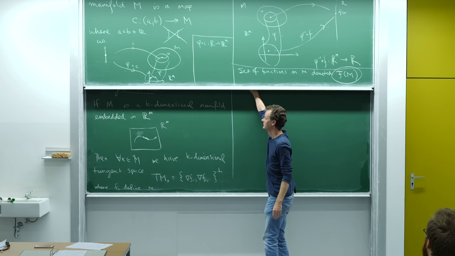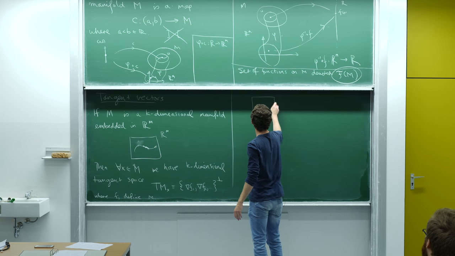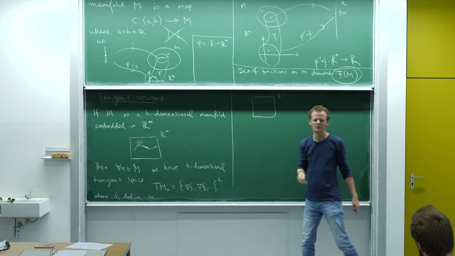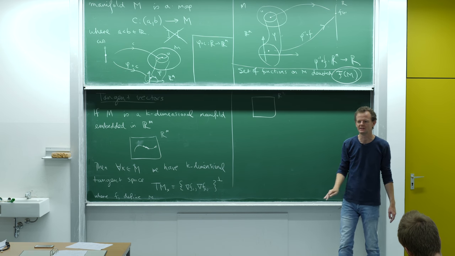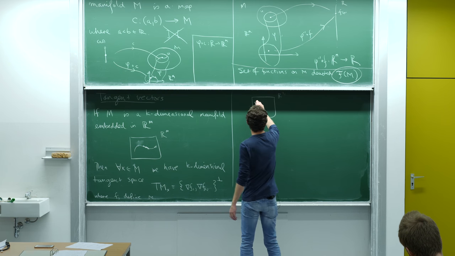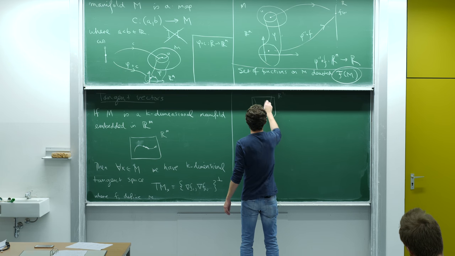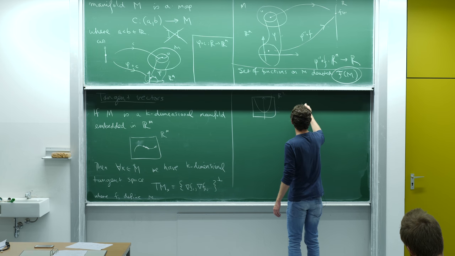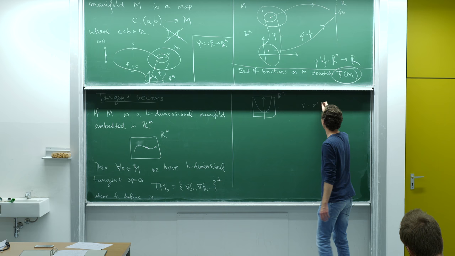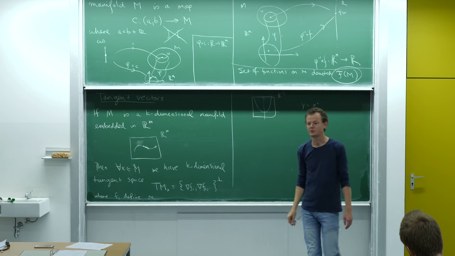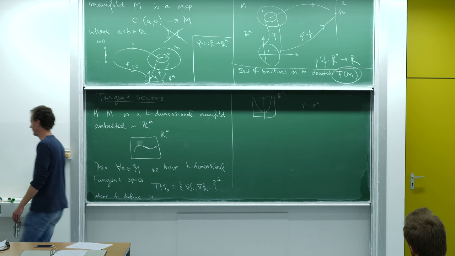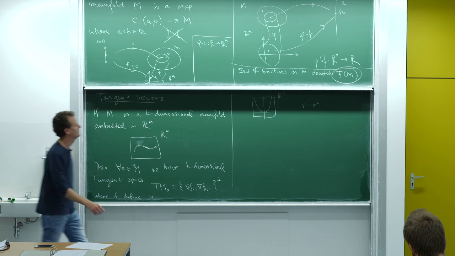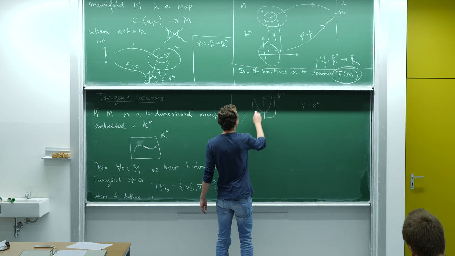So the simplest embedded manifold that I could think of, well, I'm not going to take the simplest, I'm going to take the sort of next most simplest example. The simplest one that I thought of is the curve y equals x squared in R2. So the curve y equals x squared is an embedded manifold. And I'll first prove that statement. So that's M here.